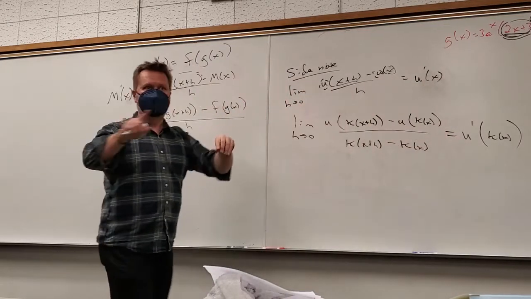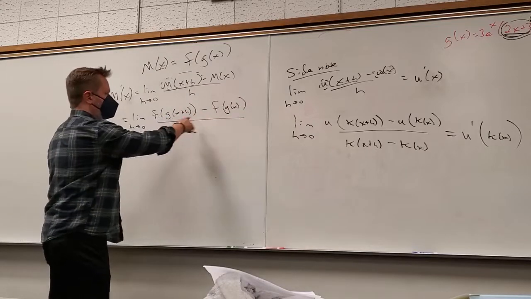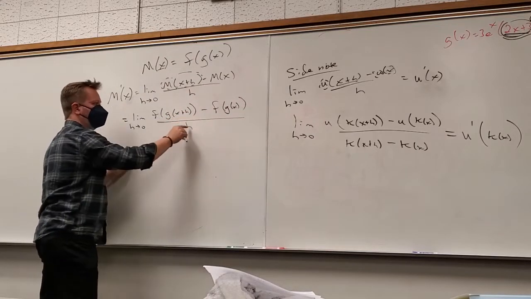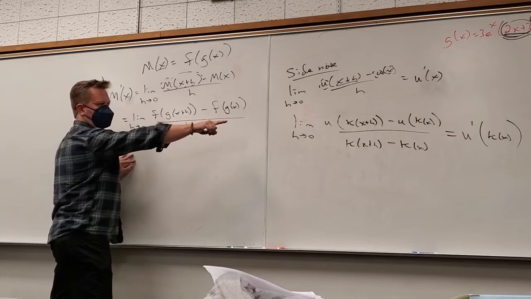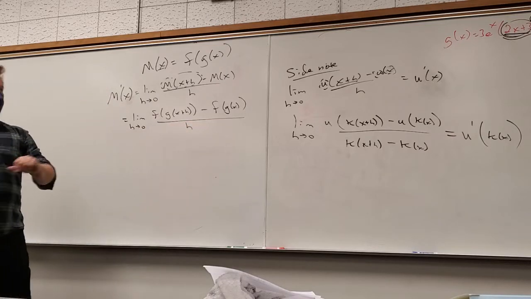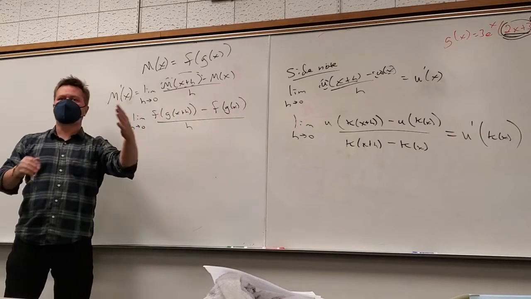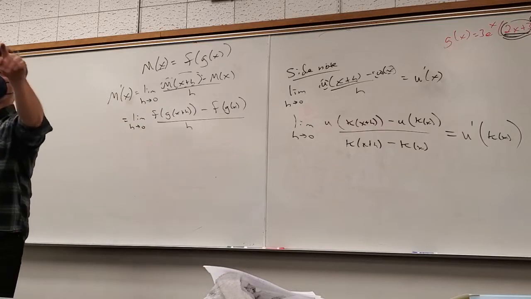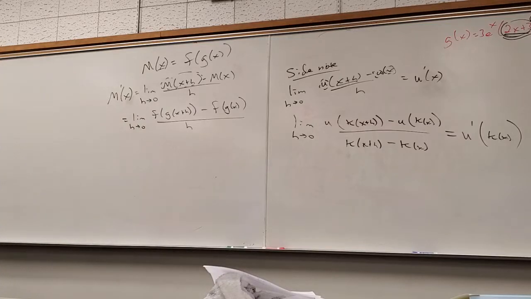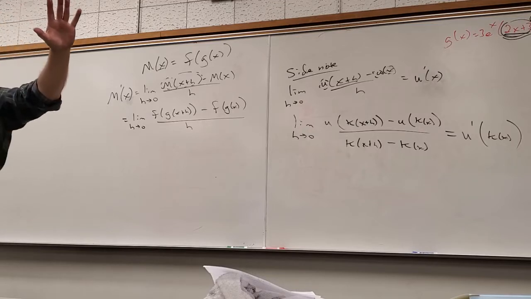Now, do we have that here? What should be on the bottom so I can use what we just said? g of x plus h minus g of x. Yes. So the same way that last time we added and subtracted the same thing, so overall we did nothing, I'm going to divide and multiply by the same thing. So overall I did nothing.